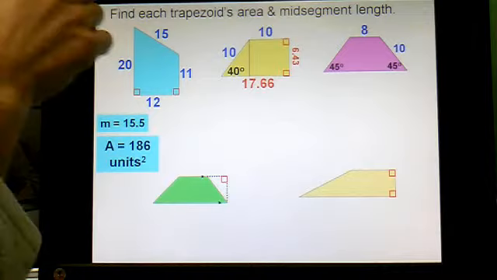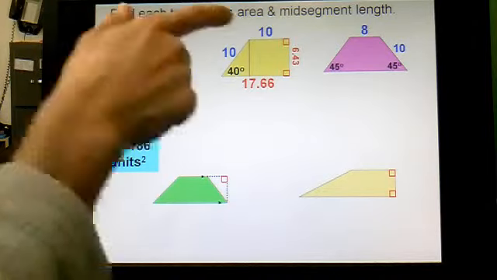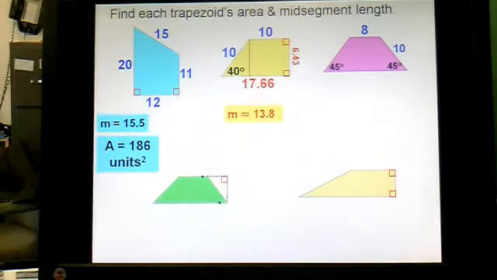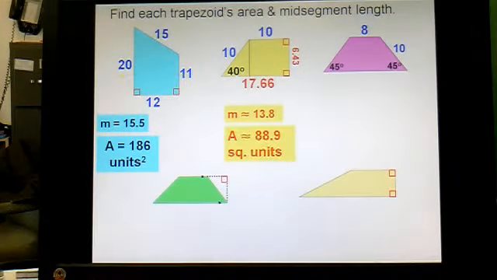From there, once you got those two big steps, you got the height, you got the little piece of the base over here, average the bases, you should have something around, I don't know, 12 or 13, 13.8 I guess. Multiply the 13.8 by the 6.43, and you've got your area of 88.9.